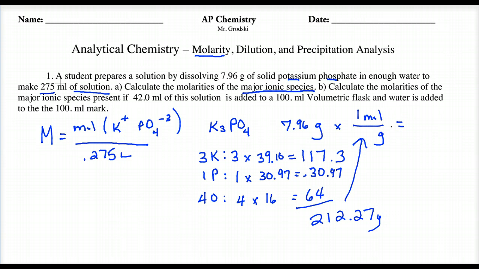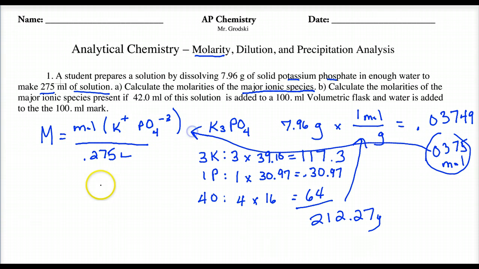So 7.96 divided by 212.27, and I get the number of moles to be 0.0375. That's the number of moles. You'd plug that value back into molarity, and what we get is 0.0375 divided by 0.275, and I get a molarity of my potassium phosphate.